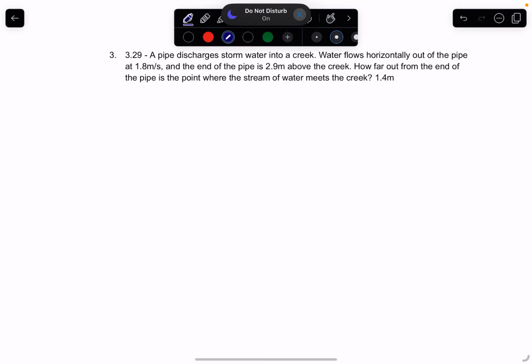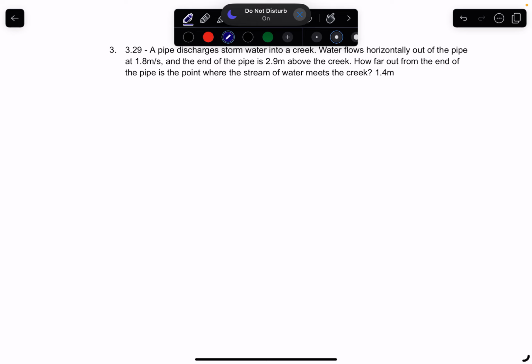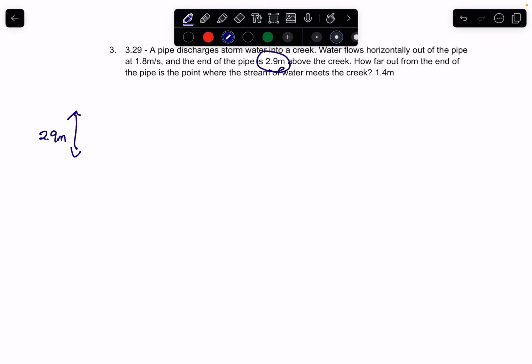On this question, you've got a pipe discharging horizontally. So the key is, we know the pipe is some distance, 2.9 meters above, right? This here. And then you've got a pipe, and then the water is flowing out horizontally. And so it's going to arc down and hit the water down here in the river.